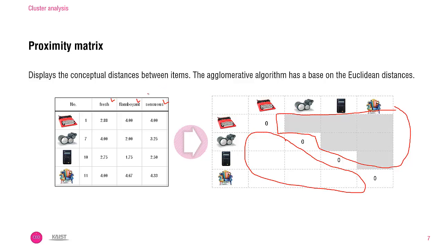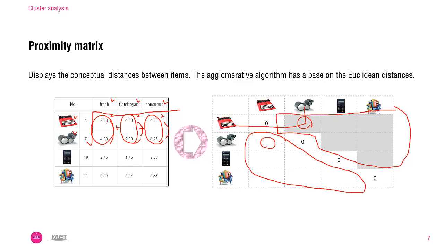So how to calculate the Euclidean distance between each pair? It's very simple. Consider the distance between this typewriter and sofa in terms of fresh, in terms of flamboyant, in terms of sensuous. So you subtract this from that, and then you square it, and then you subtract these two, and you square it, and then again the distance between these two, and you square it, and you add all, and then you take a square root. That result will be the distance between typewriter and sofa here, or this place.